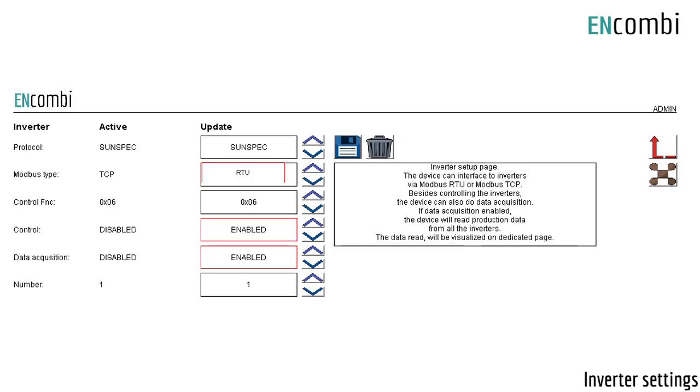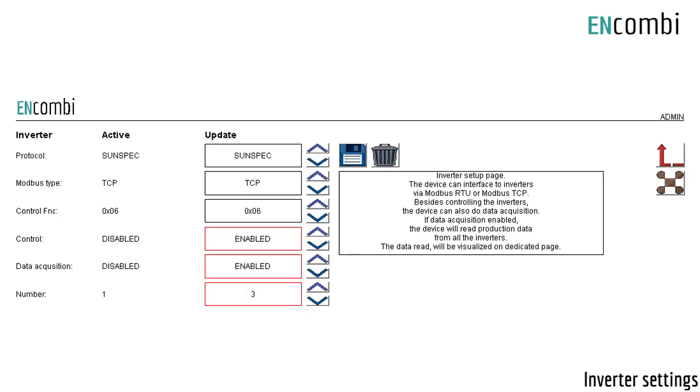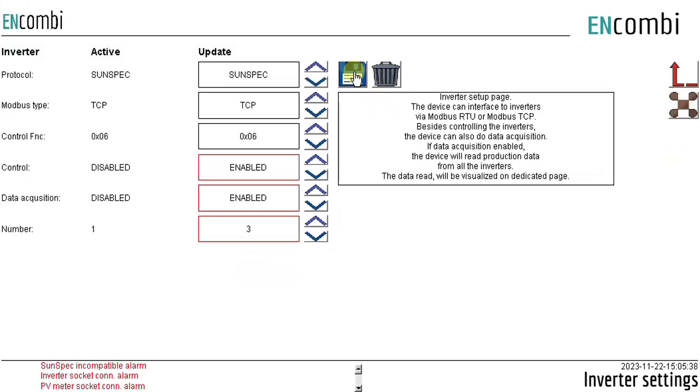Next you have to enable control function and acquisition. If you enable the control function, then only your ECPV2 controller can do any controlling functions for your settings. If you do not enable the control function, then there is no control over inverters by ECPV2. And when you enable data acquisition, the ECPV2 receives the data from the inverter and visualizes the data on the monitoring page. Finally, you have to enter the number of inverters on your installation and save your editing.